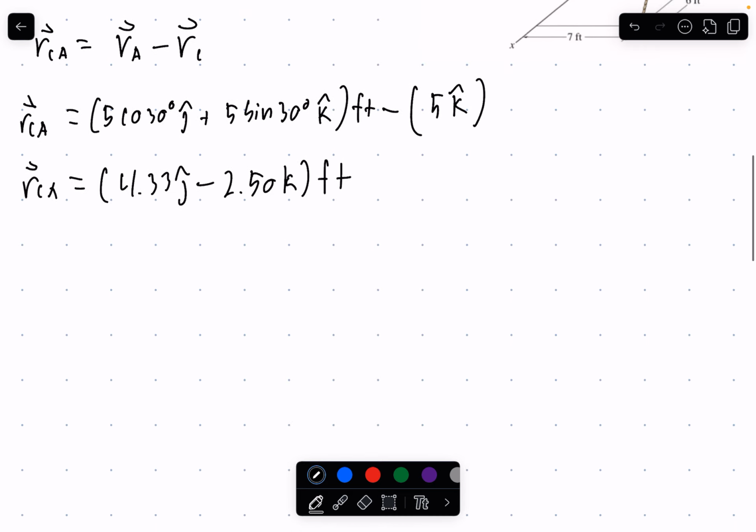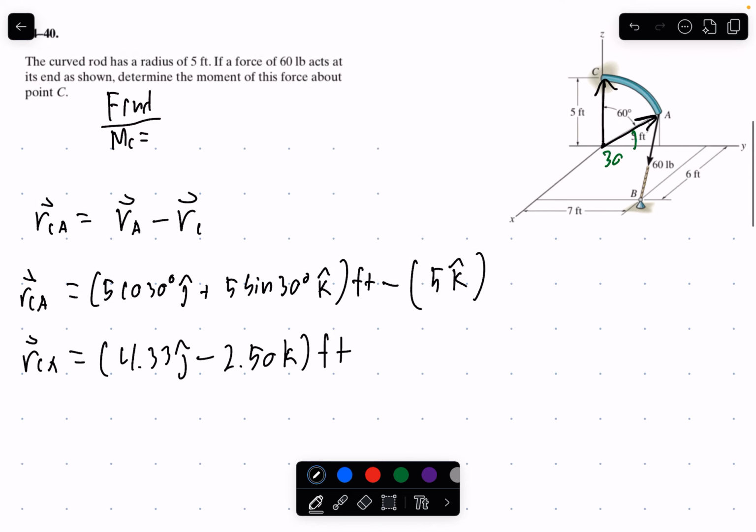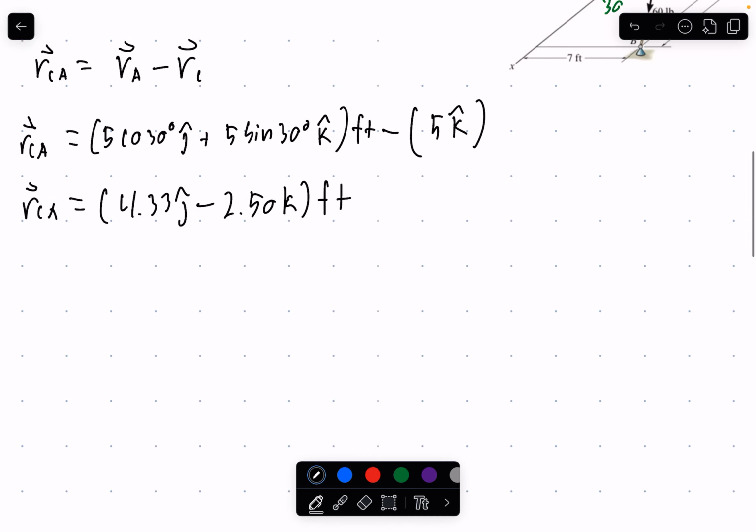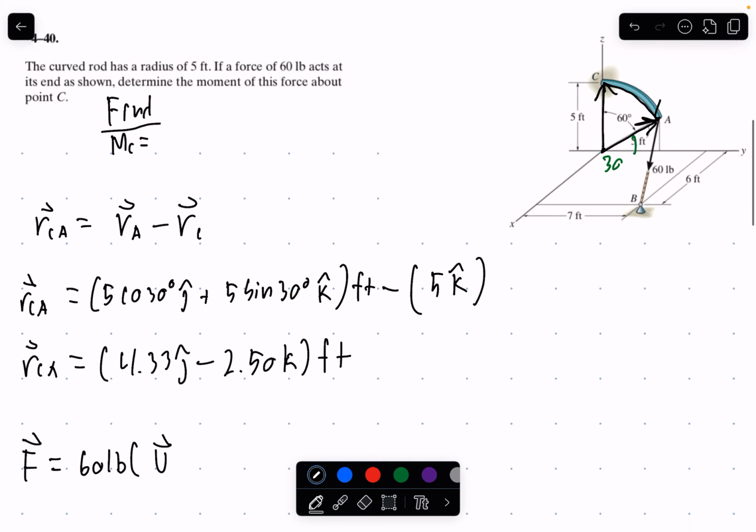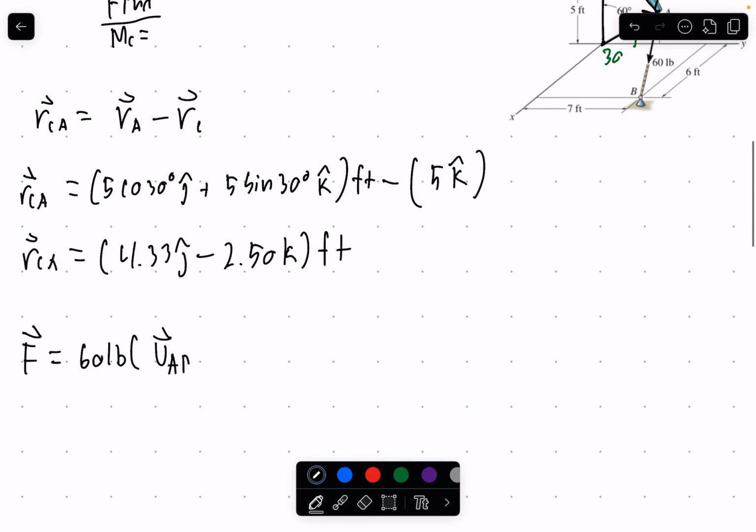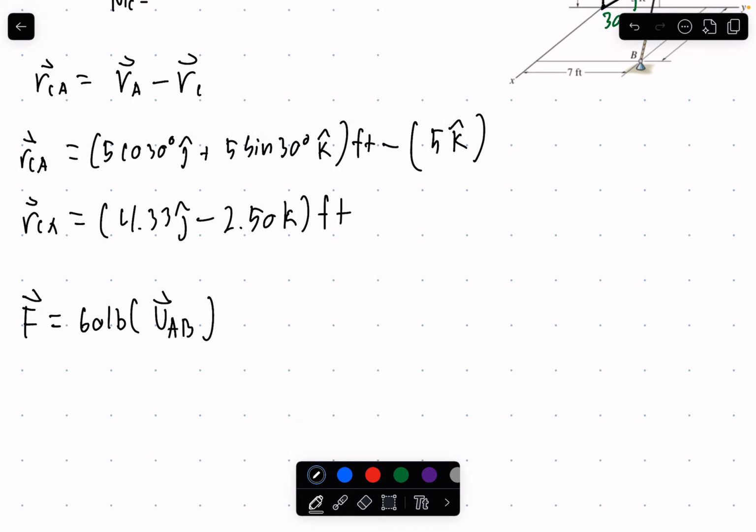Okay, so the next thing we have to do, now that we have the position vector from C to A, is find the force vector. We're given the magnitude of this force vector. So we're going to find the force vector as that 60-pound magnitude multiplied by some unit vector in the direction from A to B. We know unit vectors are basically just a direction. Unit means that they have a magnitude of 1, so it doesn't affect the magnitude of the vector at all. It gives us direction for our magnitude.